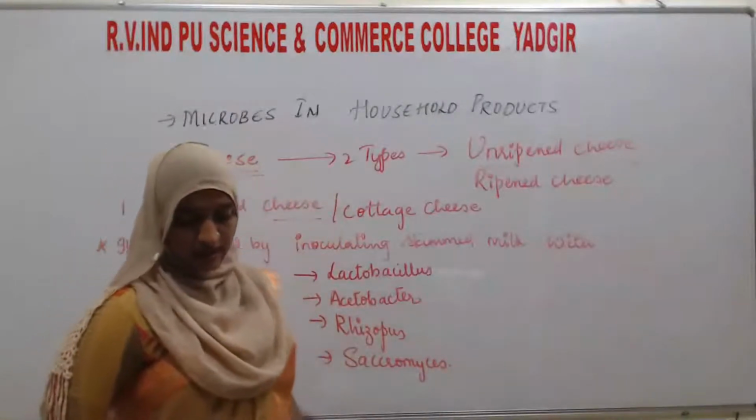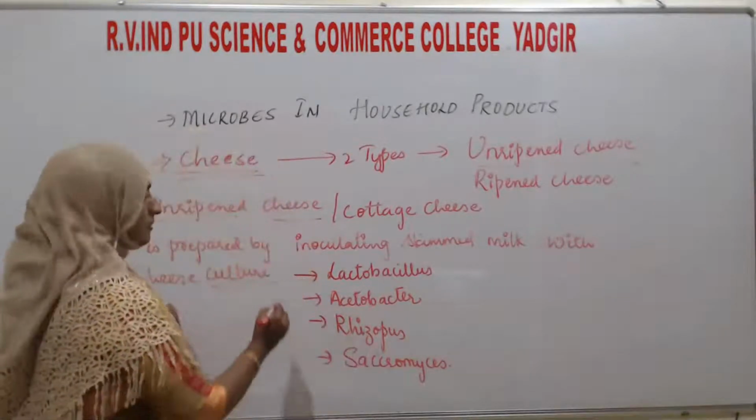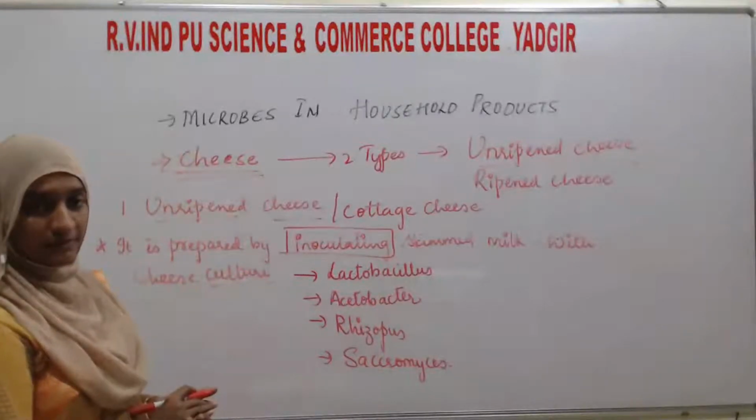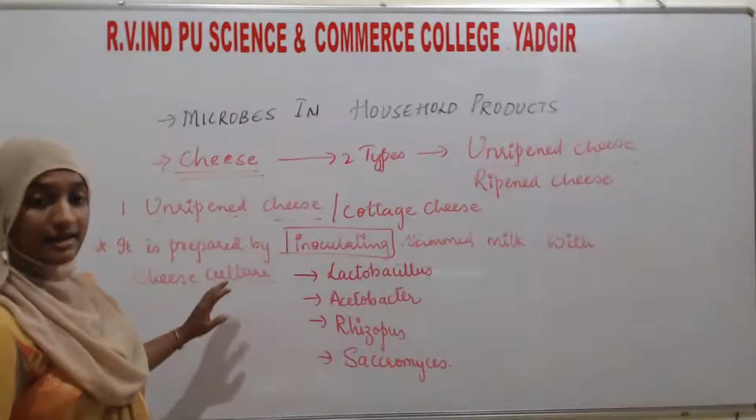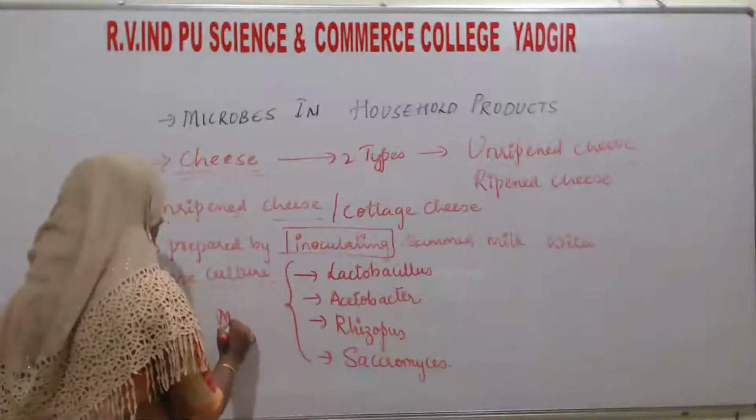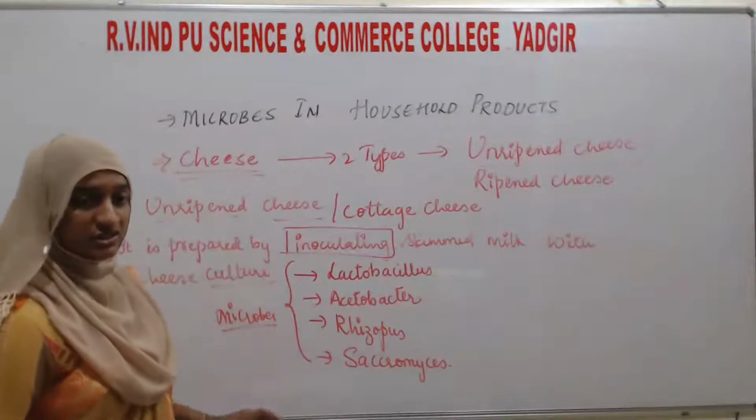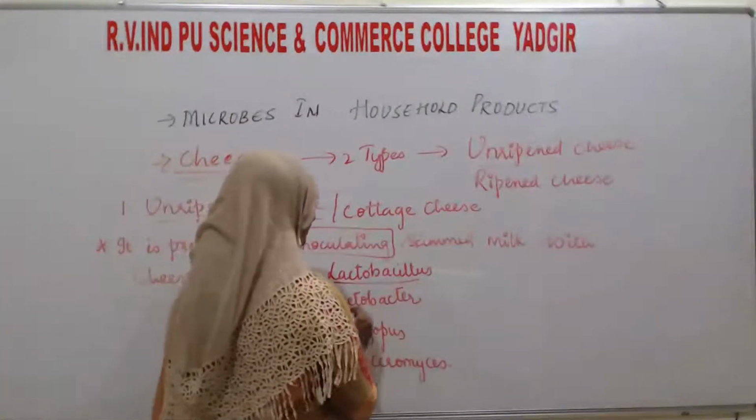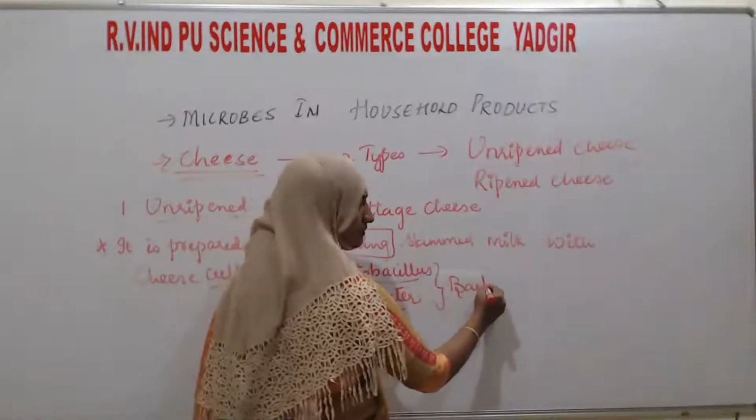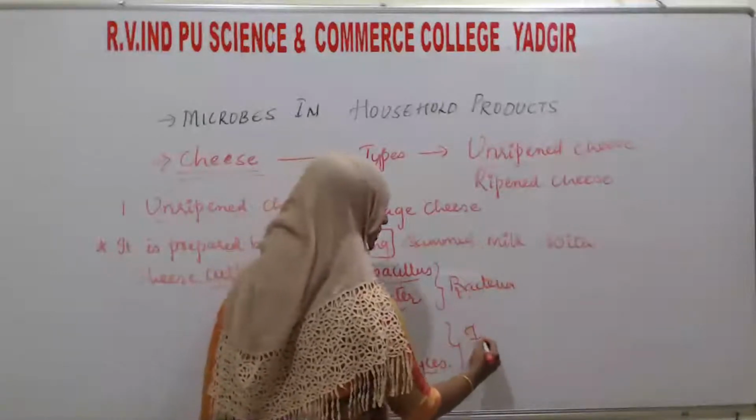See here, the unripened cheese or the cottage cheese is prepared by inoculating. Here they add some culture to the cheese, the unripened cheese. That culture has certain strains of microorganisms which are used in the preparation of cheese: lactobacillus and acetobacter, these two are the bacteria, and rhizopus and Saccharomyces, these two are the fungi.